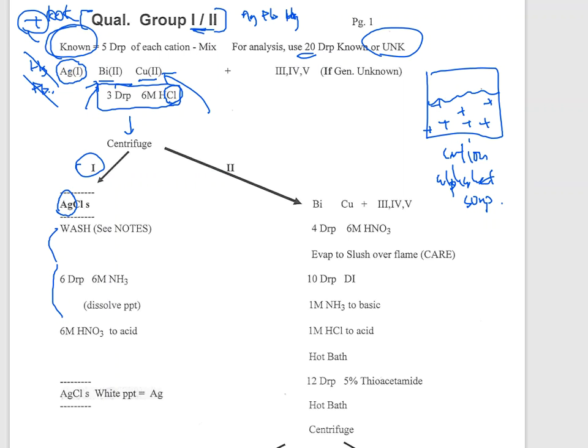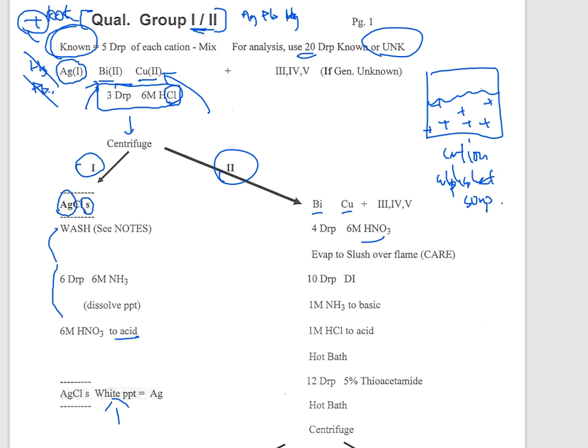So if I see a solid, if I see a precipitate form, then I'm going to wash it. 6 drops of 6 molar ammonia to dissolve it. 6 molar of nitric acid until I get it to acidic. And if I get it to acidic and I see a white precipitate, that is confirmation that silver is there. There's group 1, folks. Group 2, that would focus on bismuth and copper.